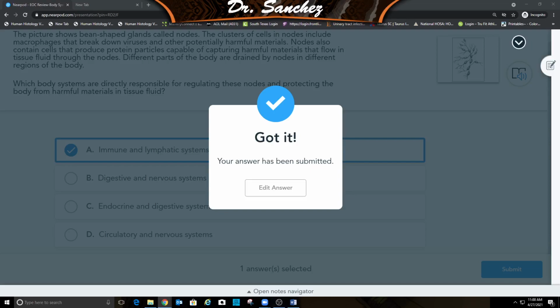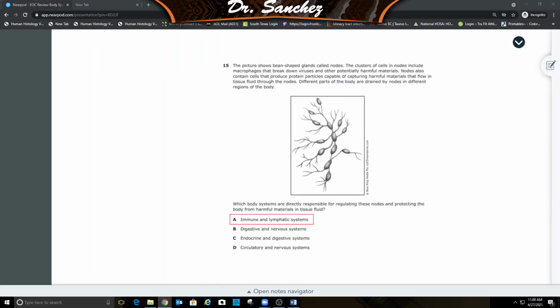Keep that in mind. All right. So in this case, endocrine and digestive system are not the ones that take care of removing harmful material, right? They don't take care of that part. All right, let's continue. So there's the answer.